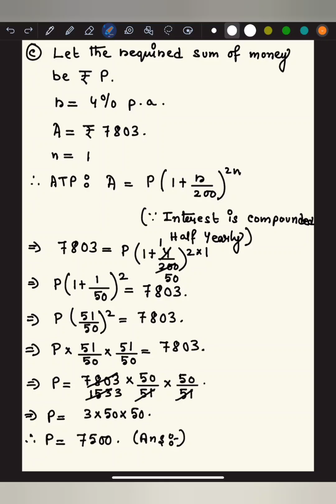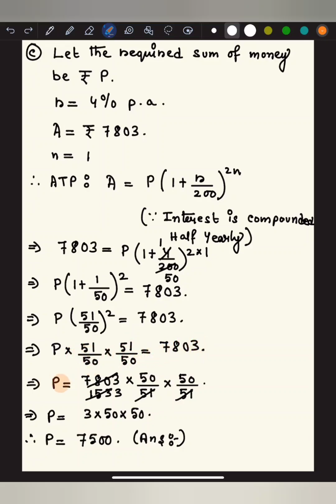So A becomes 7803, which equals P into (1 plus 4 by 200) whole to the power 2 into n, and n is 1, so 2 into 1. This implies P into 1 plus, as 4 by 200 gets cancelled, it becomes 1 by 50. So P into (1 plus 1 by 50) whole square equals 7803. Simplifying, P into (51 by 50) whole square equals 7803, which implies P into 51 by 50 into 51 by 50 equals 7803.